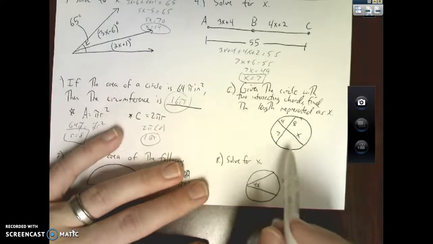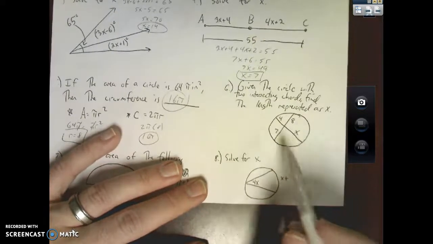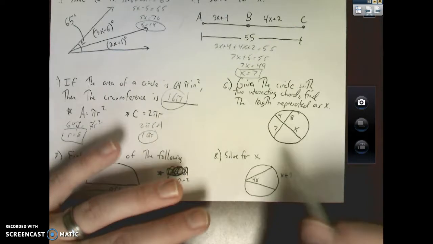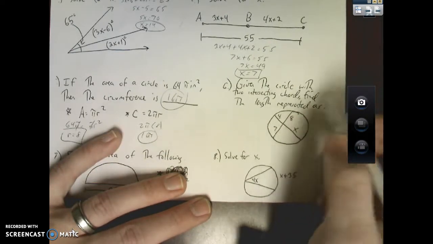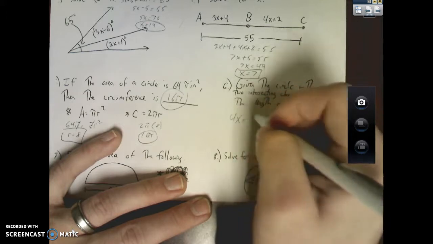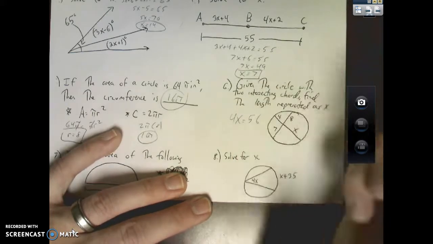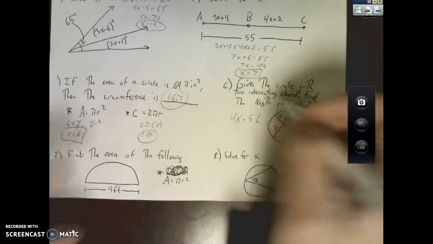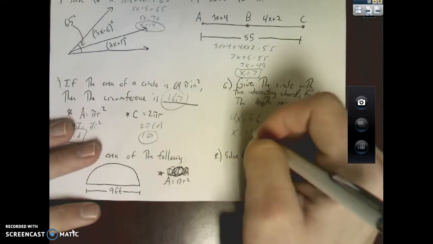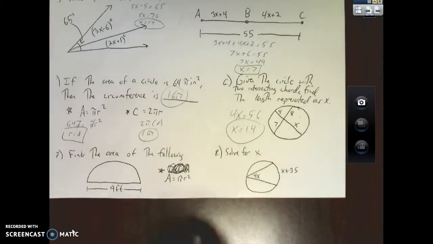Given the circle with 2 intersecting chords, find the length represented as x. This is also on your formula sheet. It's your piece of chord times piece of chord equals piece of chord times piece of chord. 4x equals 56. 7 times 8 is 56. And then divide by 4. X equals 14.